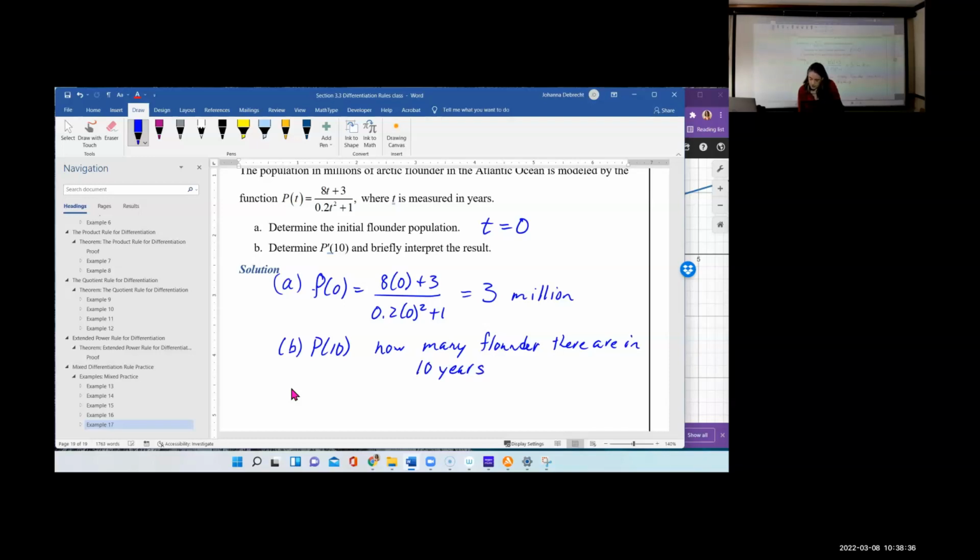So let's do that real fast. In 10 years, P of 10 would give me (8 times 10 plus 3) over (0.2 times 10 squared plus 1). So this is going to give me 83 in the numerator. 10 squared is 100, and 0.2 of 100 is 20. So this gives me 21. So I have 83 over 21, which is basically 3.95.